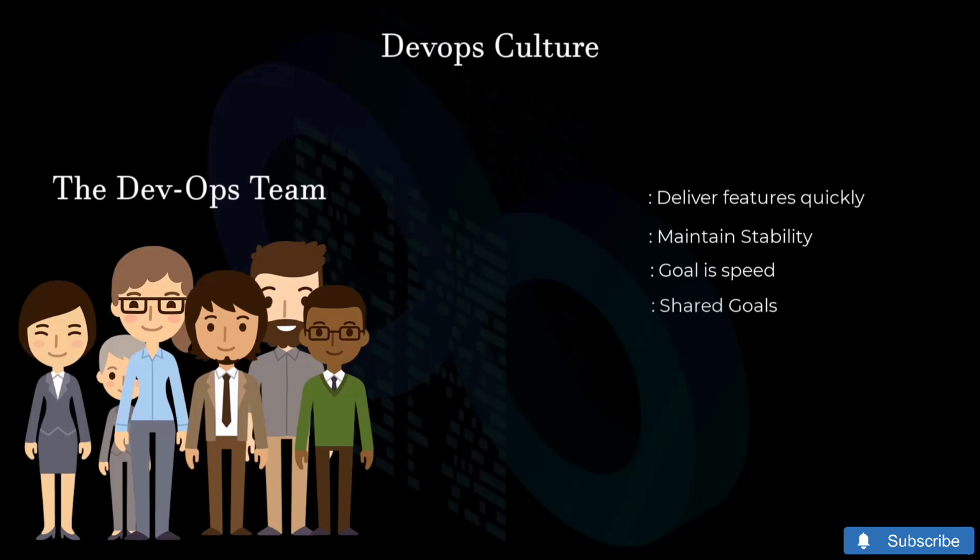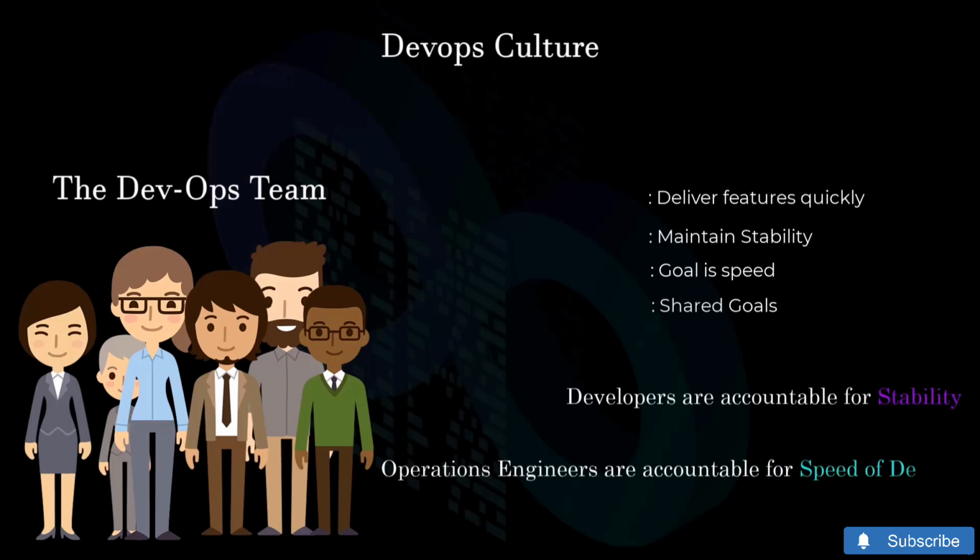What's important about this is the fact that they have shared key performance indicators. They've got shared goals and shared measurements. That means developers are accountable for stability now, and the operations engineers are accountable for speed of delivery. So you see the beauty of DevOps culture here, that the goals of developers are shared with the ops guys, and the goals of ops guys are shared with the developers. So eventually it all boils down to two things: stability and speed of delivery.